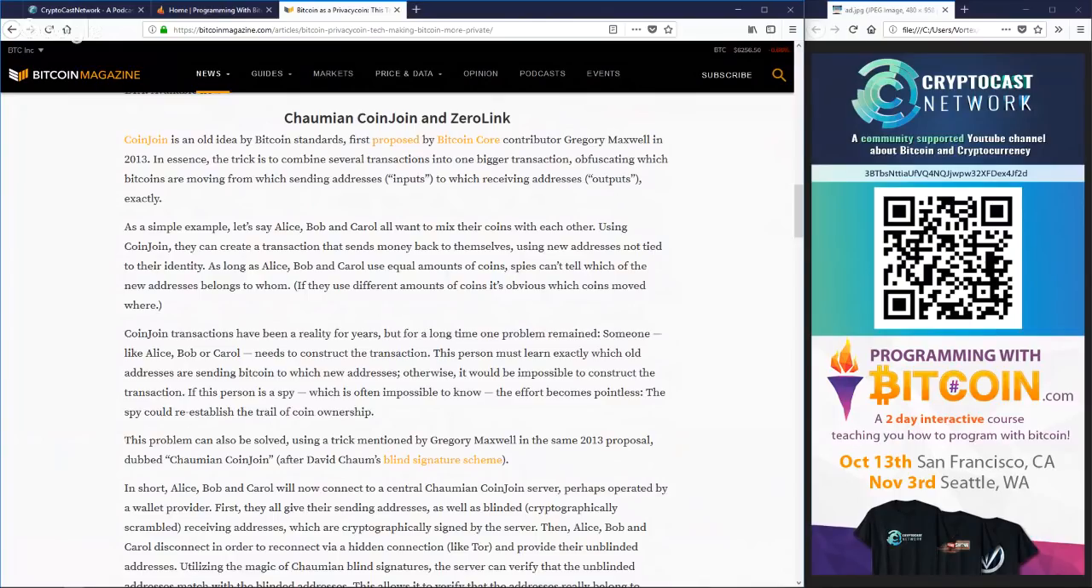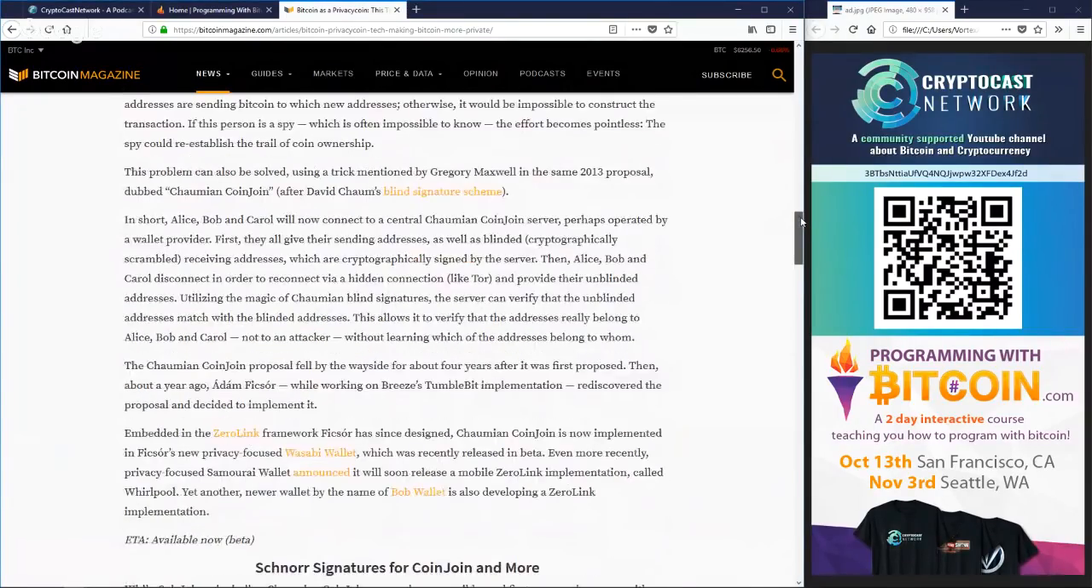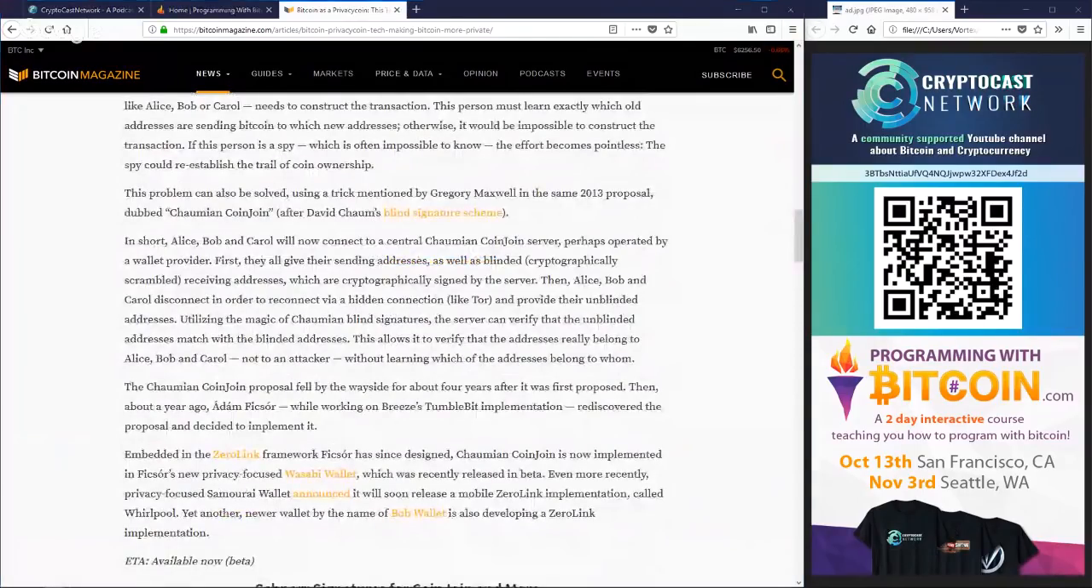So CoinJoin is a trick first proposed by Gregory Maxwell, where users can combine their transactions into one big transaction, right? So if I'm sending coins to Alice and you're sending coins to Bob, then we can merge this into one transaction, and then it's not clear which of us sent our coins to Alice and which of us sent it to Bob, assuming we're using equal amounts at least.